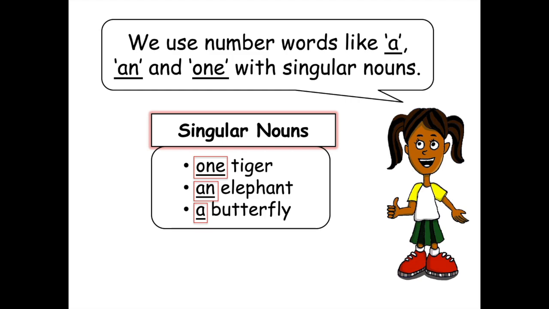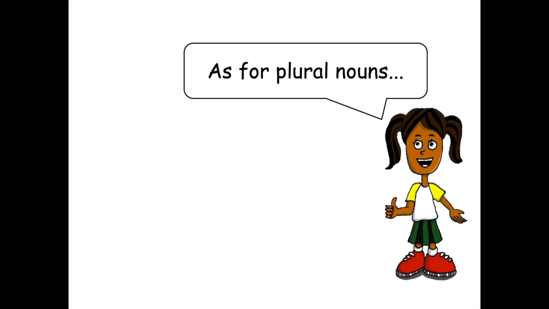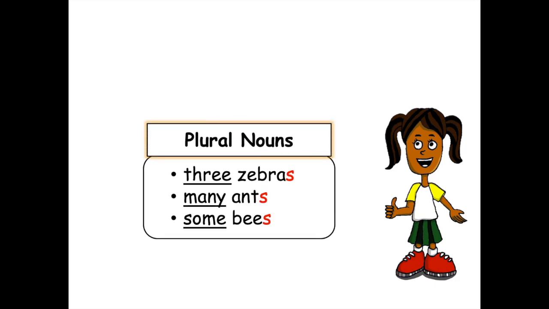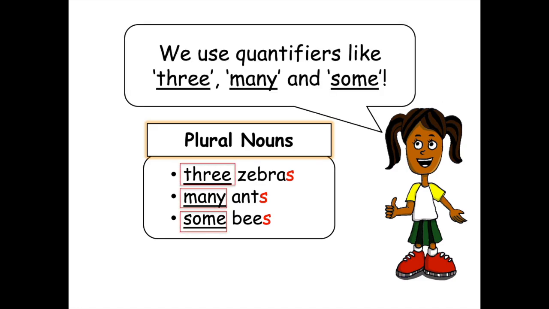So we learn about singular nouns, and we also learn about something called plural nouns. Singular nouns tell us that there's only one. Plural nouns tell us that there's more than one. 3 zebras, many ants, and some bees. We learned that when there's more than one of an item, we usually add the letter S at the back of the noun. So we use quantifiers like 3, many, and some for plural nouns.